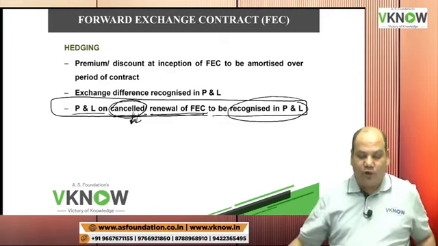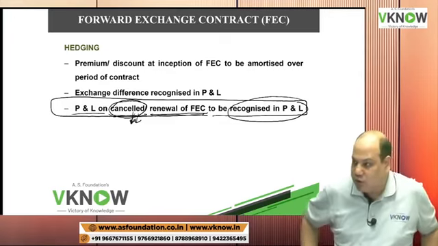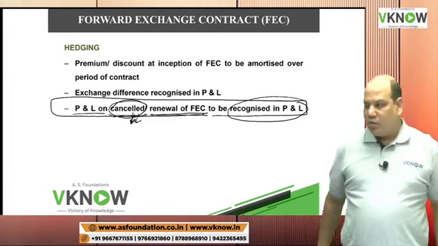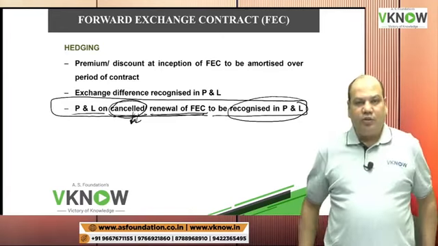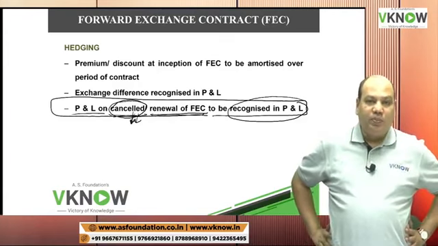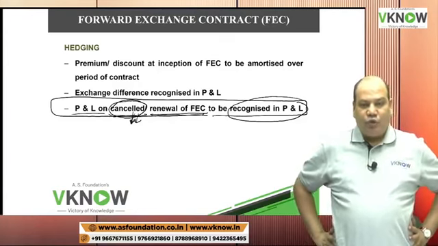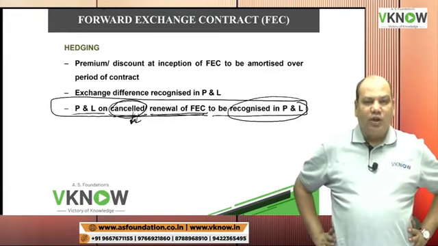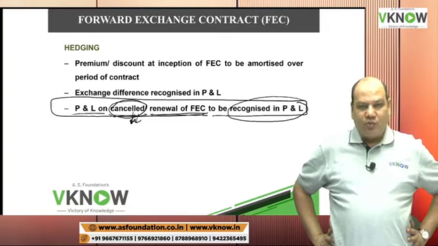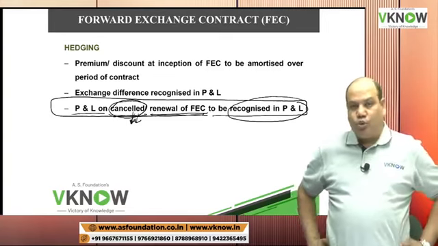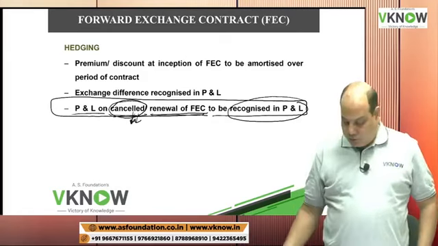So you go to a forex dealer and say, sorry, I don't want this forward contract, please cancel. But as you know, this is a contract. You can't cancel on your own. The other party must also agree. So if the other party agrees, the forward contract will be cancelled and you have to pay some kind of penalty for that. That will also be transferred to P&L account.